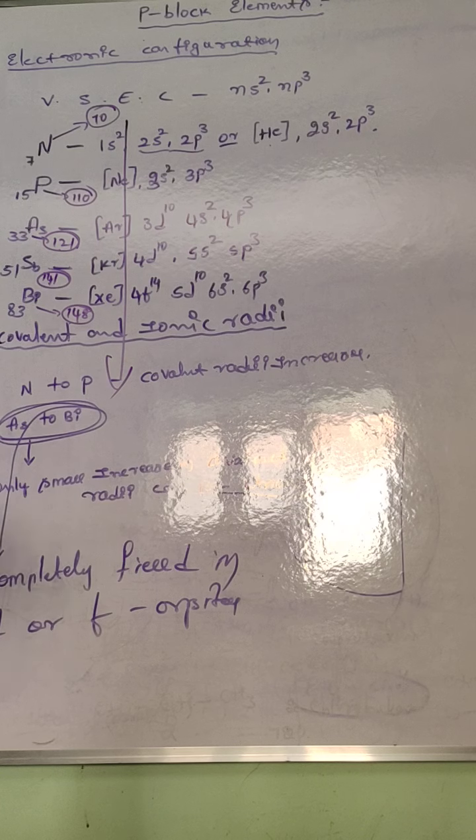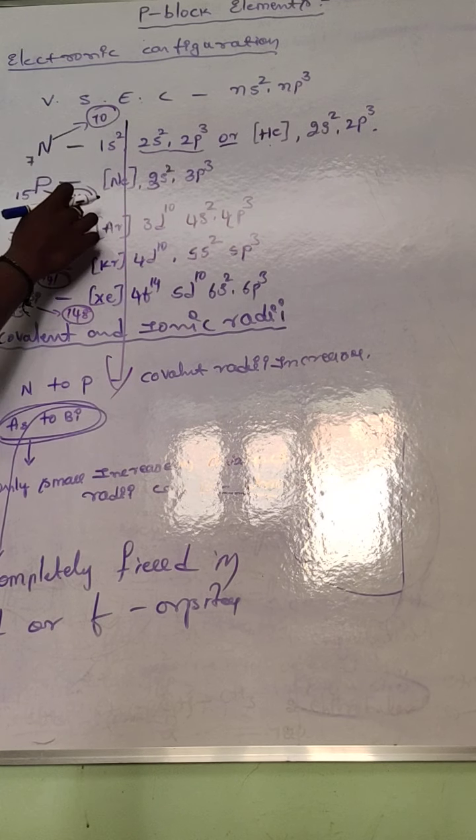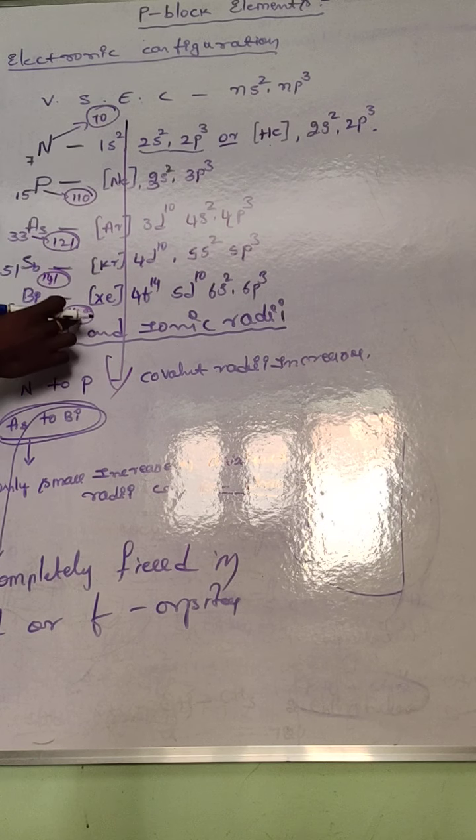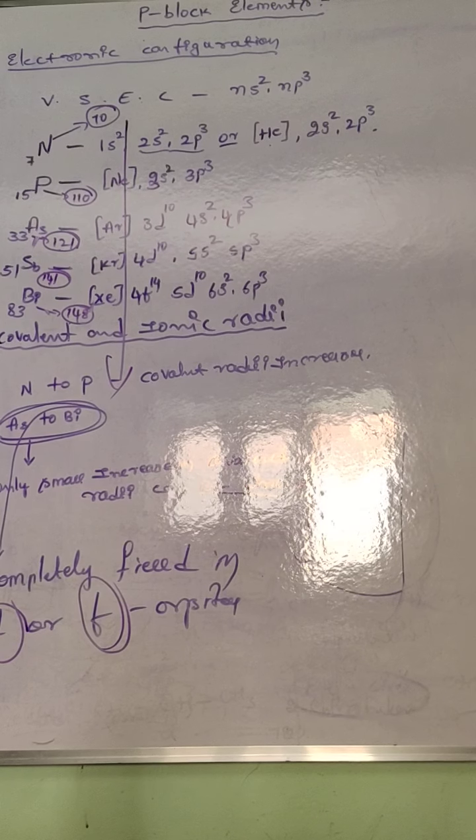From nitrogen to phosphorus, the radius increases largely, 70 to 110. Next 121, 141, 148: a slight increase in the covalent radii due to the presence of completely filled d and f orbitals. Covalent and one more, which one? Ionic radii.